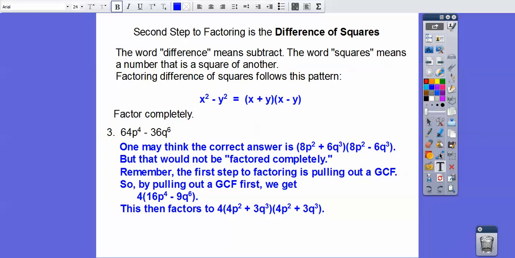Whoops, I should have put a minus in right there. Let me get that right there. Okay, so there it is. My bad. All right.